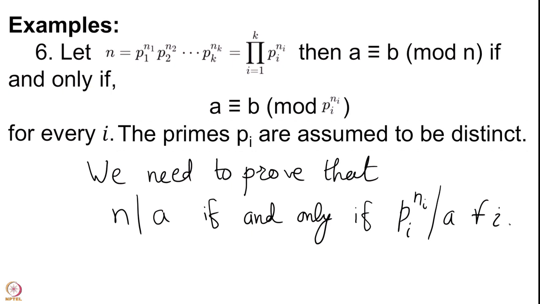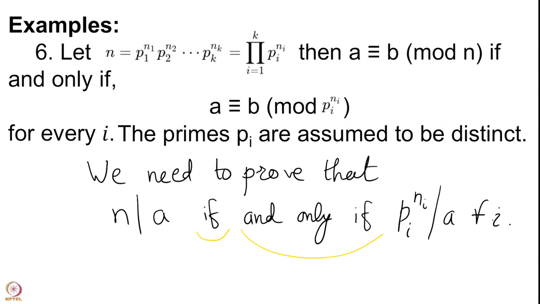And if and only if means that we will be able to break this statement into two parts. So, what are those two parts? Let me explain it to you with this. There are two parts, there is this and then there is this. When we talk about a statement being true if and only if some other statement is true, you should be able to read it in the following way. We read it as n divides a if pi power ni divides a for all i. This would be one part of the statement.